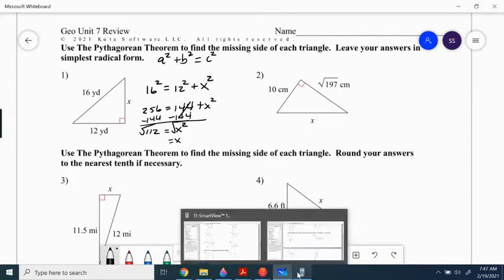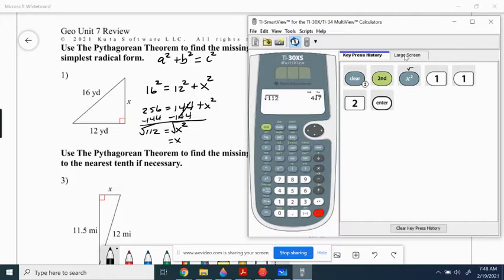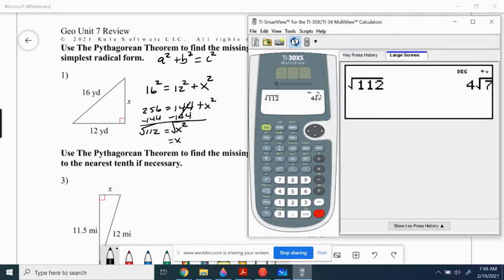I'm going to pull up my calculator for this. Well, we're going to do one from this section. I'll show you both ways to get simplest radical form and nearest tenth. So I'm going to hit the second key, hit that square root key right there, type in 112, press enter. There we go. And so this one has already reduced it down to simplest radical form. So 4 times the square root of 7.